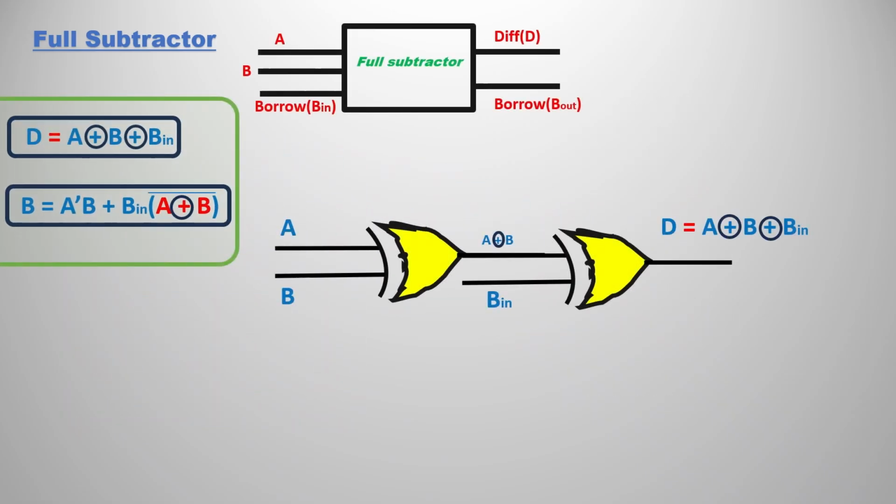So let's start with the circuit diagram for the full subtractor. According to the difference formula, we are going to XOR with the help of two XOR gates. The first XOR gate will produce A XOR B. After that, the output is passed to another XOR gate with the other input being Bin. The final output we get is A XOR B XOR Bin. So this is the simple difference formula that we can get with the help of two XOR gates.